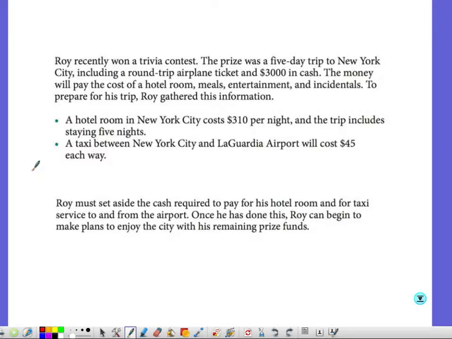Roy must set aside the cash required to pay for his hotel room and for taxi service to and from the airport. Once he has done this, Roy can begin to make plans to enjoy the city with his remaining prize funds.